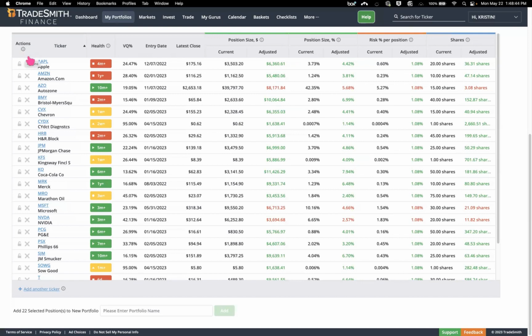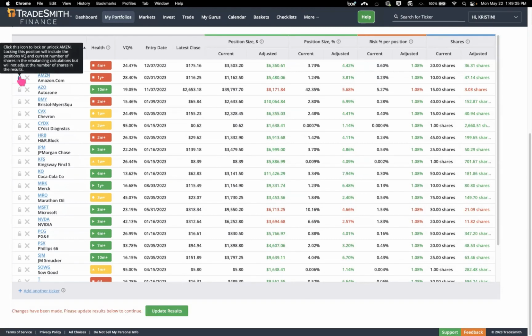All right, so let's find one. Say I didn't want to increase my shares on Amazon. What I can do is click on this lock button, and it does tell you the definition there. What this does is it locks the position, and it's going to include the position's VQ and the current number of shares in the rebalancing calculation, but it's not going to adjust your shares.